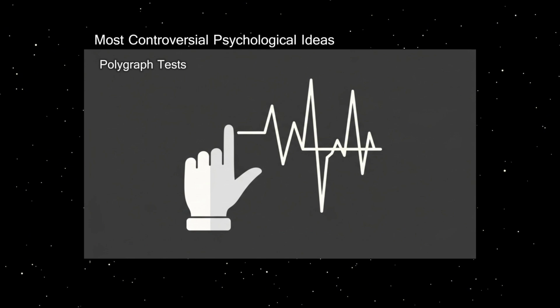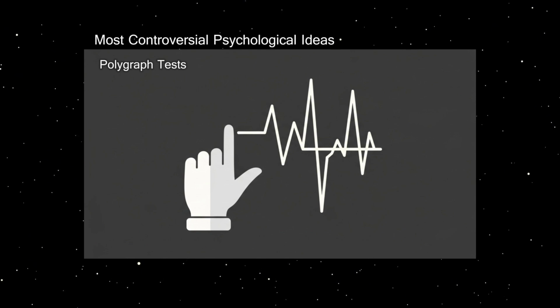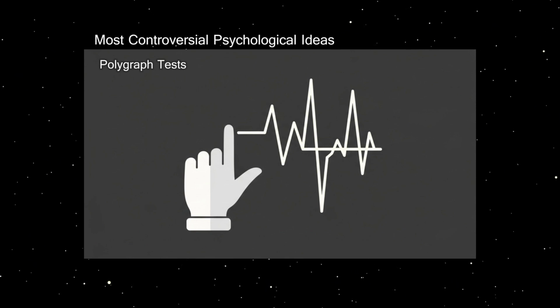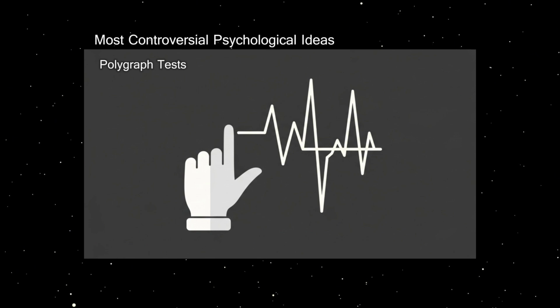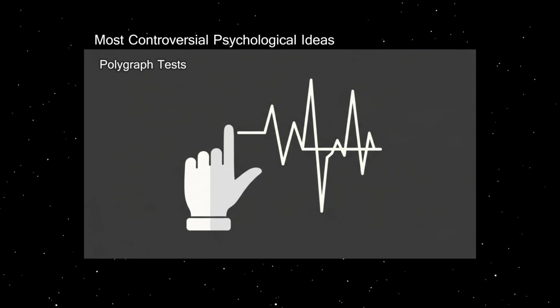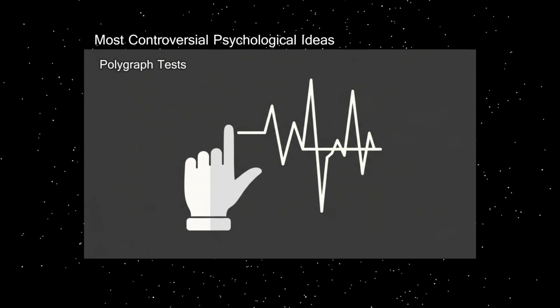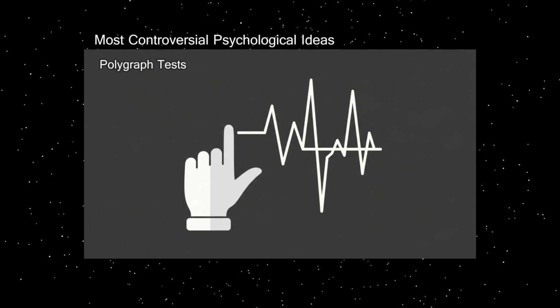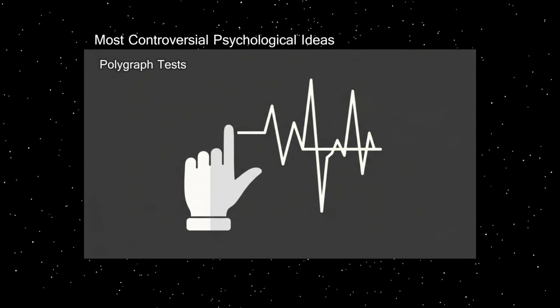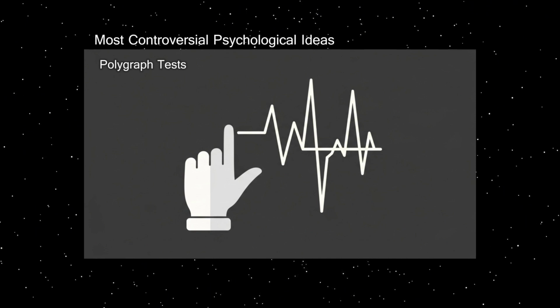The theoretical foundation of the polygraph rests on the premise that lying is inherently stressful and that the body involuntarily reacts to this internal tension. When someone lies, it is assumed they experience fear, guilt, or cognitive conflict, responses that manifest physiologically.